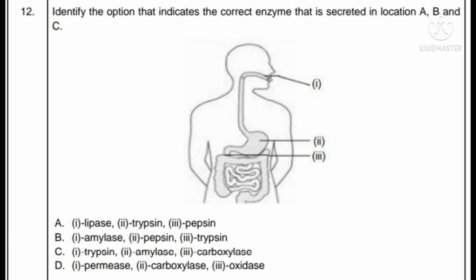Question number 12. Identify the option that indicates the correct enzyme that is secreted in location A, B and C. Here the correct answer is option B, amylase, pepsin and trypsin.